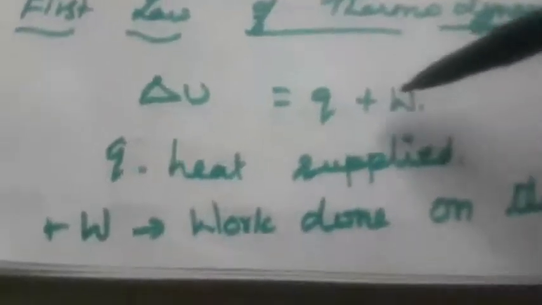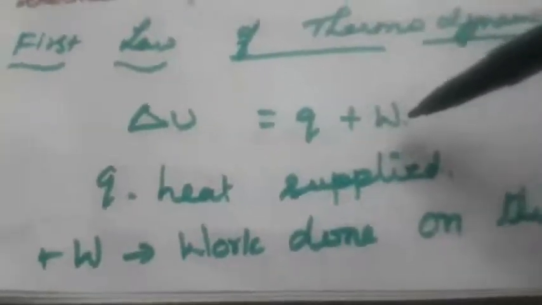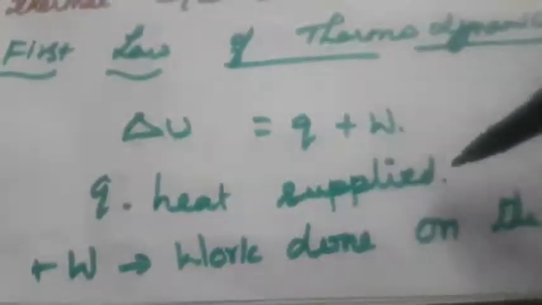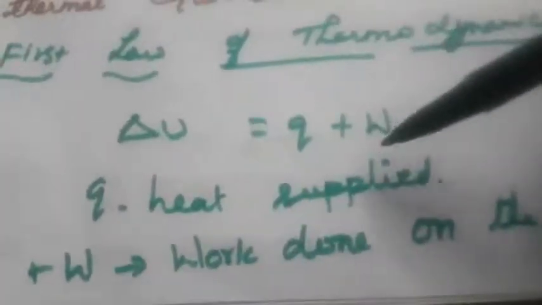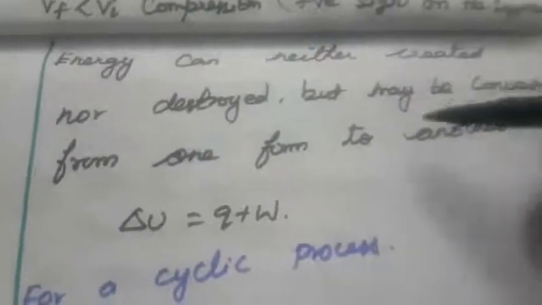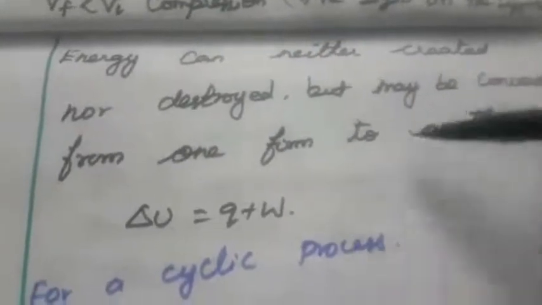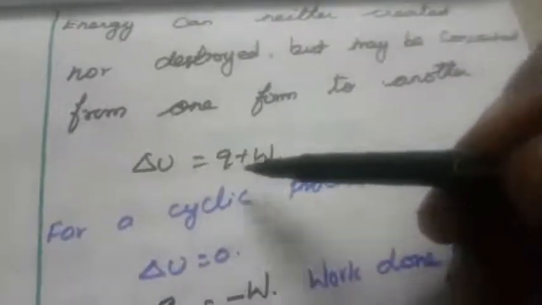What is delta U? Change in internal energy. Q is the heat absorbed or heat supplied, and W is the work done on the system; plus W means work done on the system. So what is the first law of thermodynamics? Energy can neither be created nor destroyed, but may be converted from one form to another form. So delta U is equal to Q plus W.